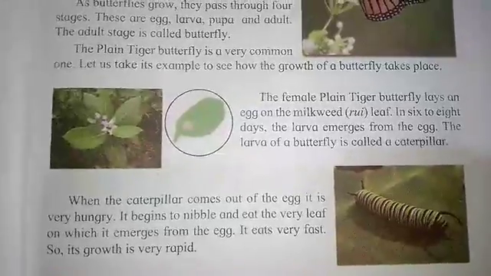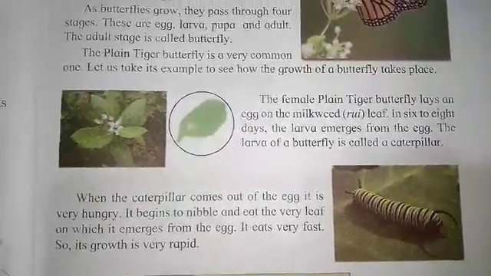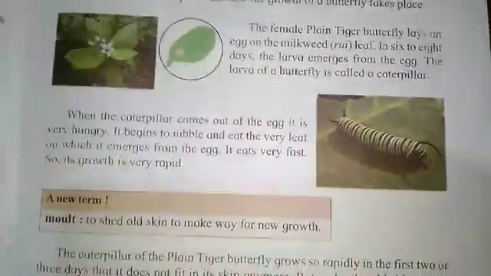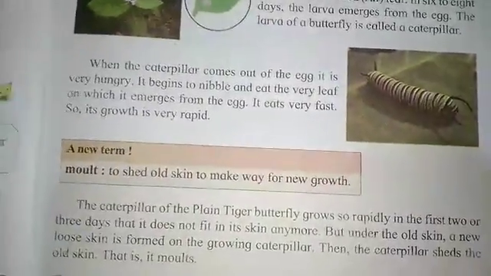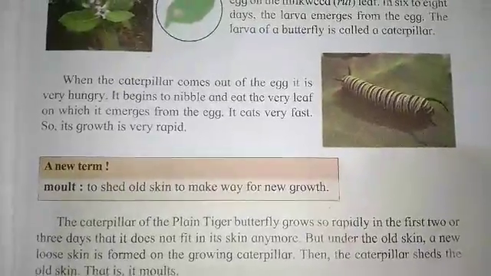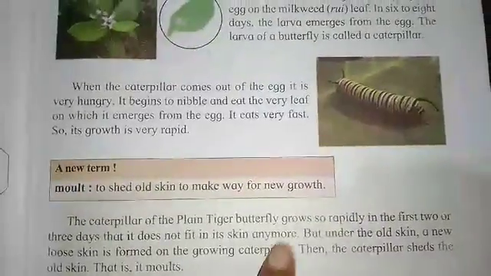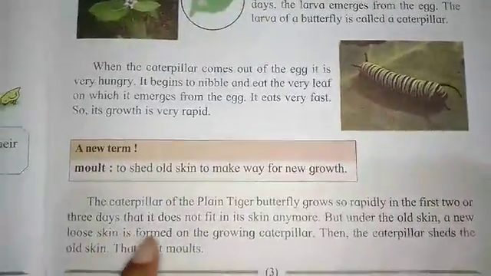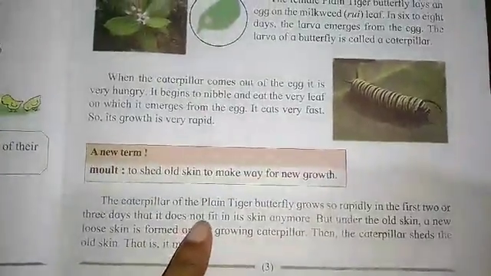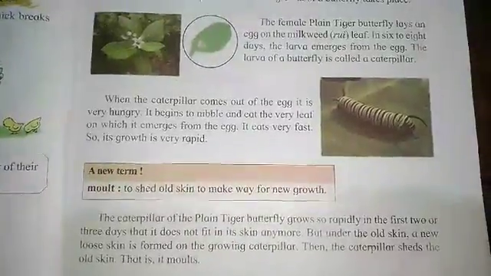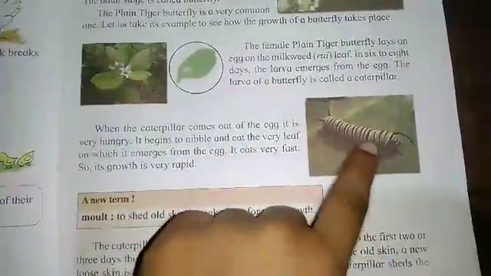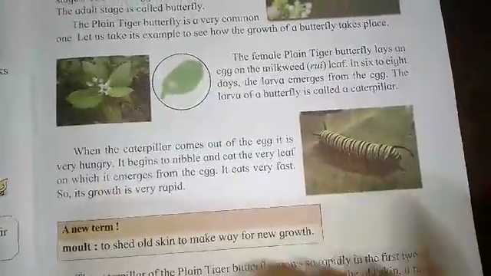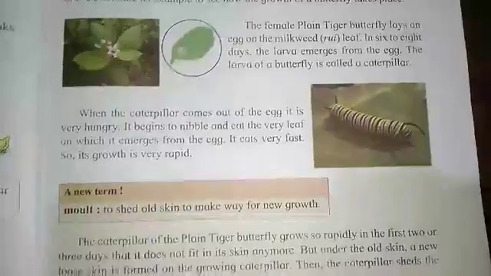In 6 to 8 days, its growth increases rapidly. As it goes toward the adult stage, its growth becomes very rapid. In the first 3 days, it does not fit in its skin anymore. Its length starts increasing, and its upper skin does not fit. Then what does he do?